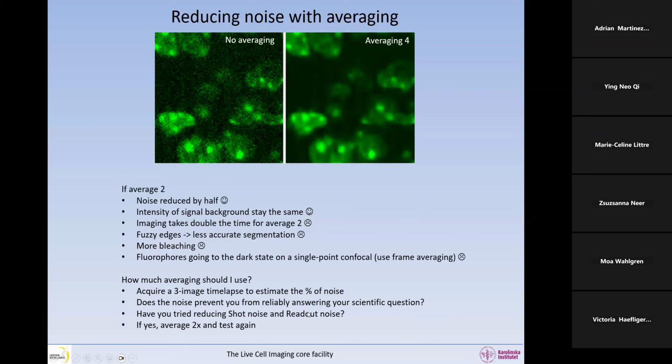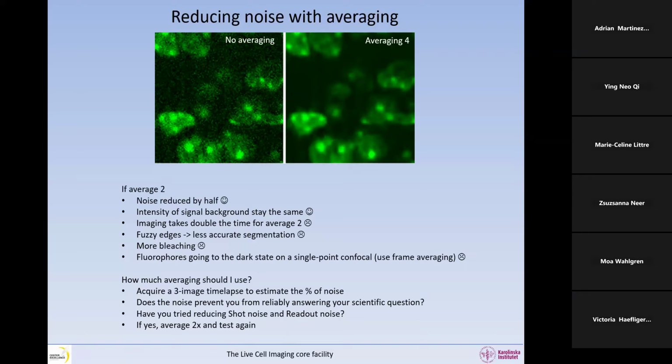If your answer to the scientific question, or the way you interpret the image, is not affected by the noise, just forget it. The images are noisy, fine. As long as it doesn't prevent you from answering your question, just leave it. If it prevents you, then you put 2x averaging and you test again to see, can I answer my scientific question reliably or not? If still you cannot, then you add some averaging.